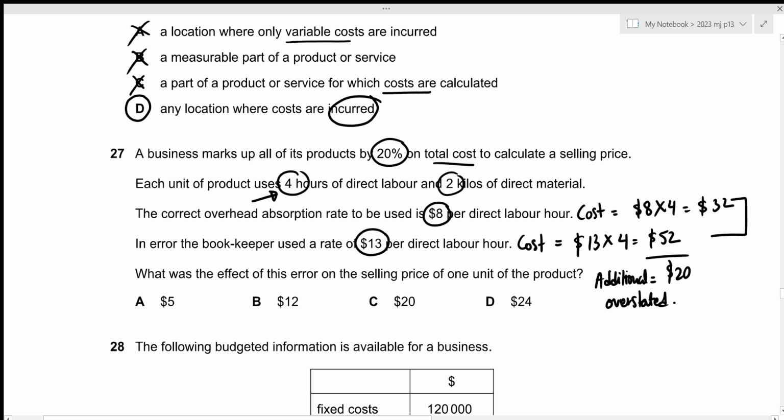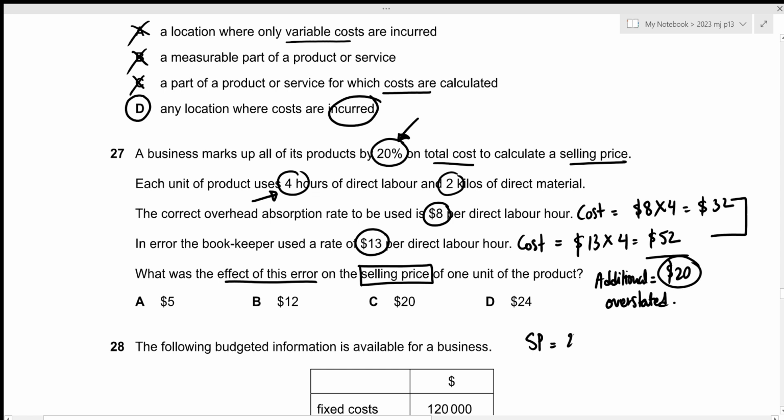Now we're looking for the effect of this error on the selling price and not the cost. Remember that the costs are inflated by 20% in order to figure out the selling price. So if our cost has been overstated by 20, the selling price will be overstated by 20 multiplied or increased by 20%.